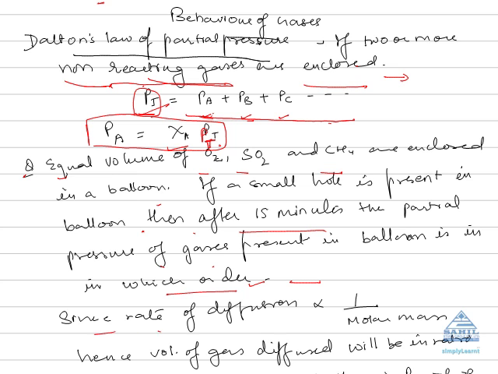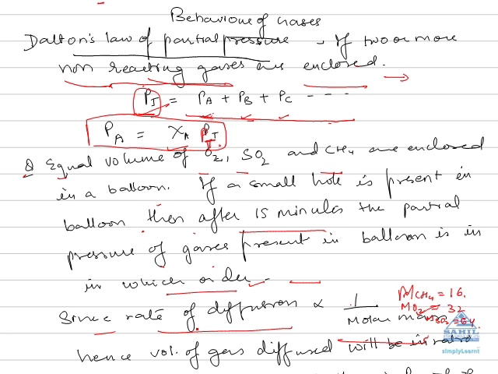Since the rate of diffusion is inversely proportional to the molar mass, as we have studied in Graham's law, now the molar mass of CH4 comes out to be 16, molar mass of O2 comes out to be 32, and molar mass of SO2 comes out to be 64.